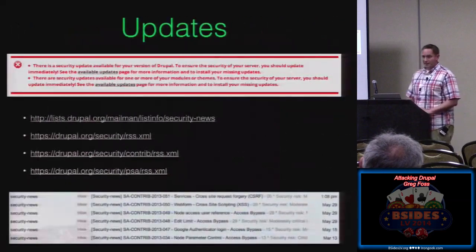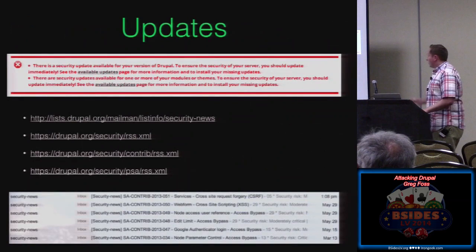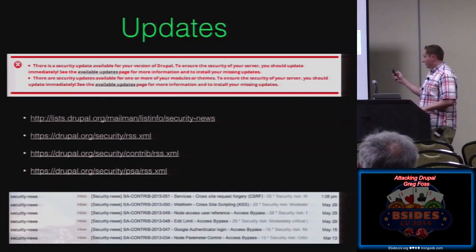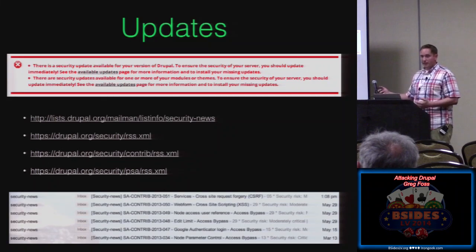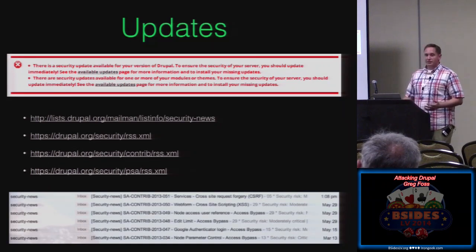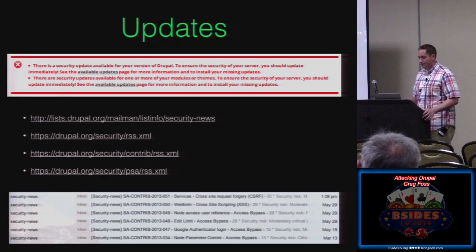Applying updates is another key thing that developers don't like to do, it seems. So in Drupal, whenever you have missing updates, it'll tell you on every single page that you have an update available. You get this big red warning banner. And there are also RSS feeds, email lists, all sorts of different ways to get notifications of updates. So there's really no excuse for missing out on major security updates.